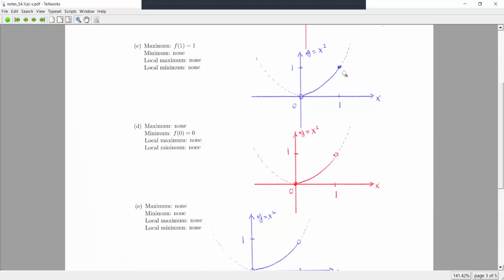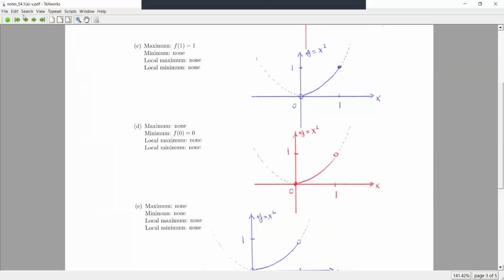Local maximum. This point is locally maximum, but this point is an endpoint. The book doesn't consider it as a local maximum by convention, so the answer is none. Local minimum: this point is locally minimum, but this point is not part of the portion that we are considering. So the portion that we are considering has no local minimum. So the answer is none.